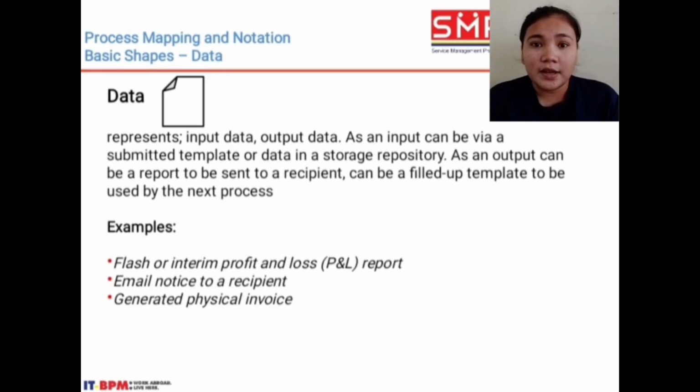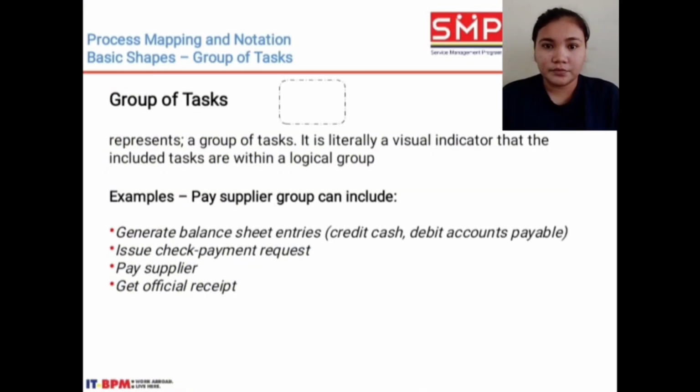What is data? Data is represented by a paper document icon, or a rectangle with a folded corner, meaning it shows the information or document that is required for an activity to start or that is created as a result of an activity. The process: it links the work being done, the activity, to the information it uses or produces.